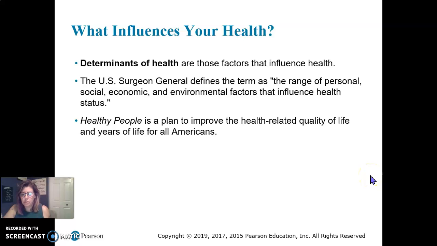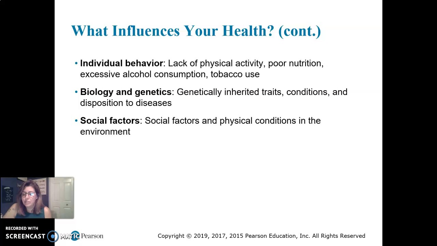Public health experts refer to the factors that influence health as determinants of health. And the U.S. Surgeon General has defined them as the range of personal, social, economic, and environmental factors that influence health status. Healthy People 2020 lists determinants in 5 groupings: individual behavior, biology and genetics, social factors, health services, and policymaking. Individual behaviors can help you attain, maintain, or regain good health, or they can undermine your health and promote disease. Biology and genetics determinants, they're non-modifiable. We can't do anything about them.